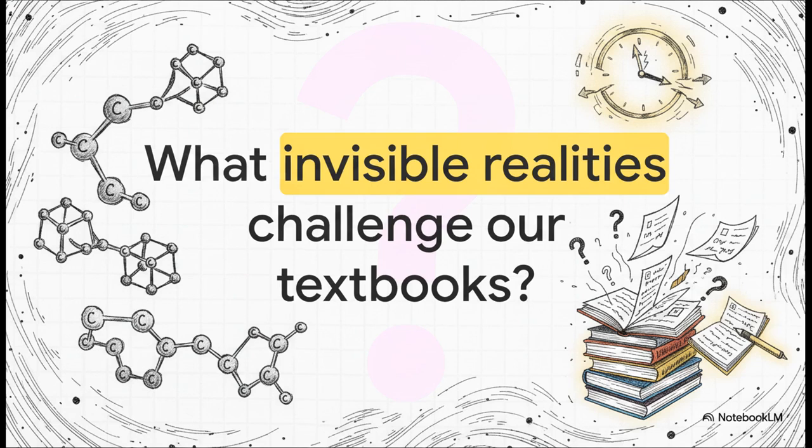So, we've seen how molecules can bend, bridge, and completely defy our standard expectations just to maintain their stability during chemical reactions, which leaves us with this final thought. If established molecular rules can be completely rewritten by investigating a simple 100 billion-fold speed anomaly, what other invisible realities are waiting to challenge our textbooks? It's definitely something to think about.